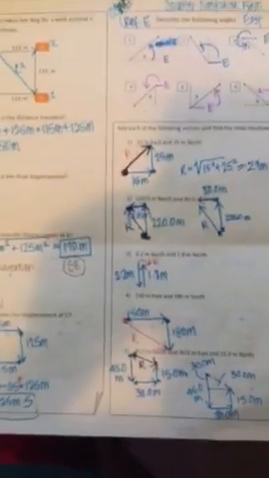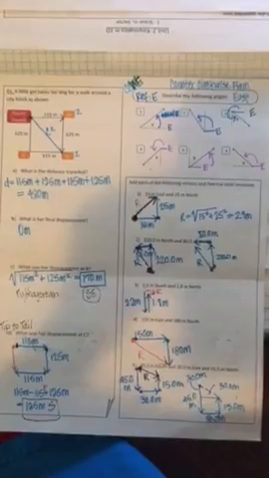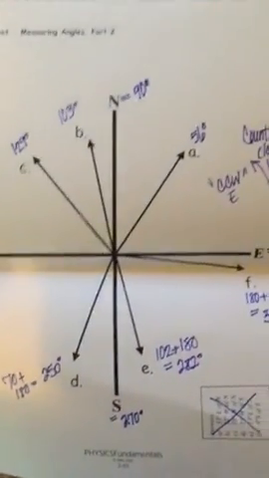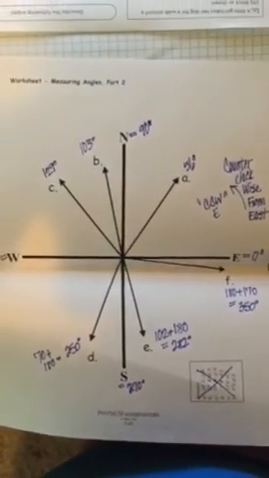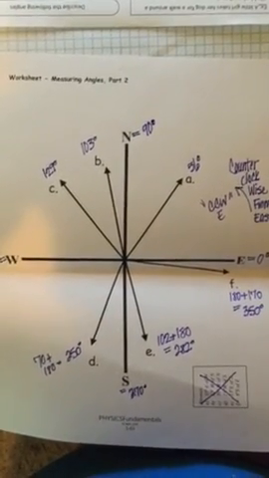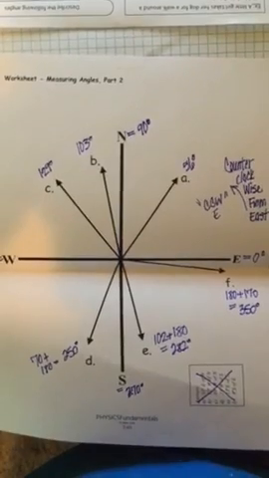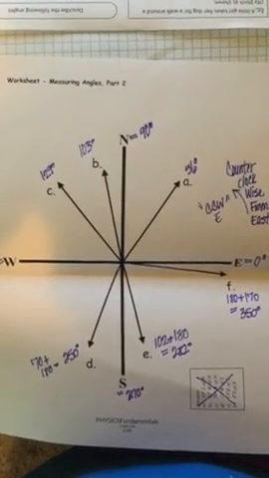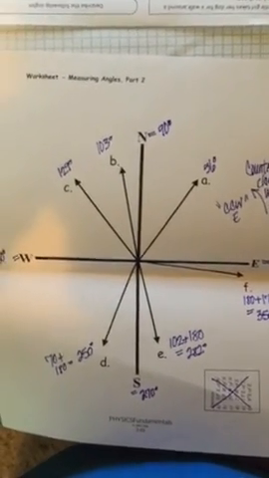So here's the notes. You already have them. And let me also show you the measuring angles worksheet where we went over how to measure the various angles. It's called Measuring Angles, Part 2. The next video will discuss the SOHCAHTOA method of resolving vectors and also just a summation.